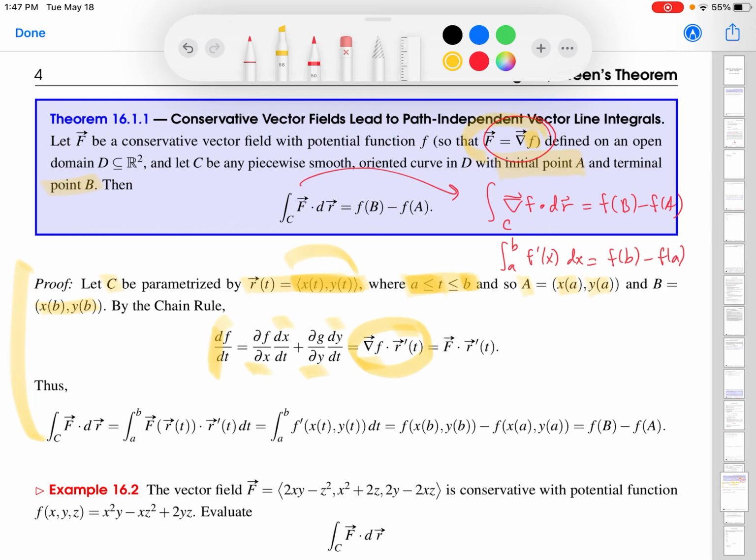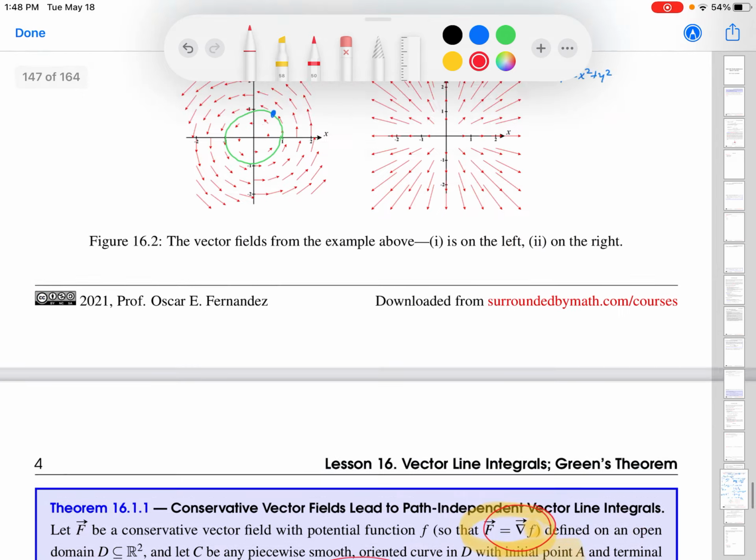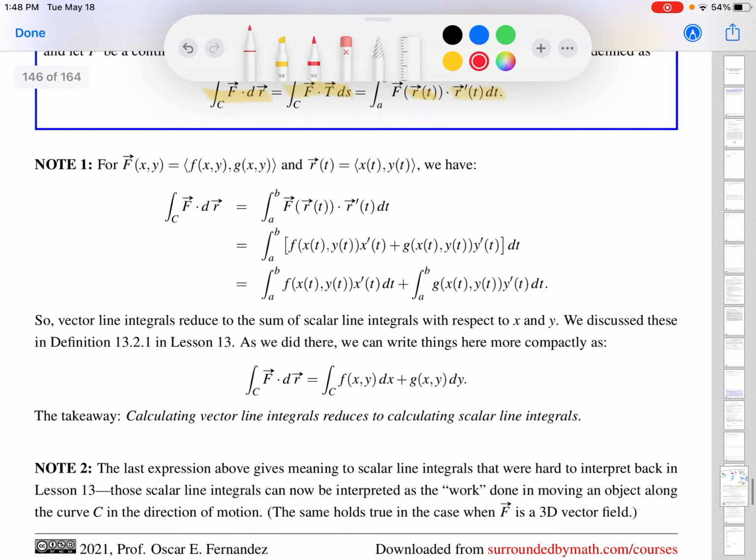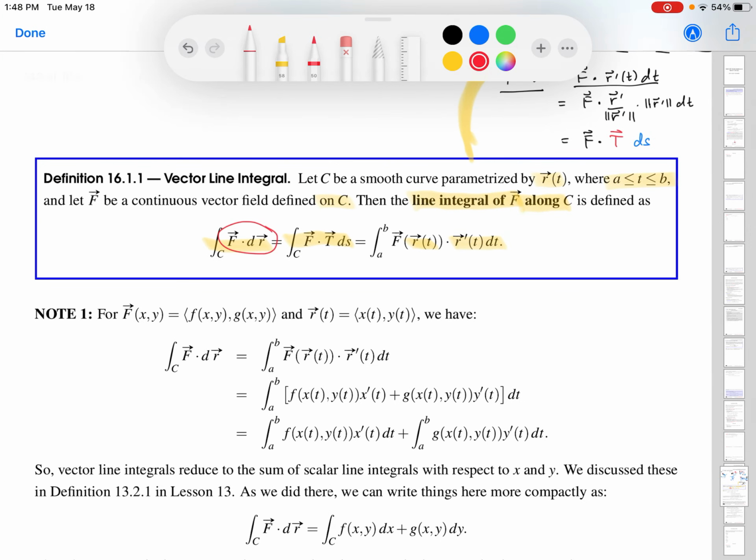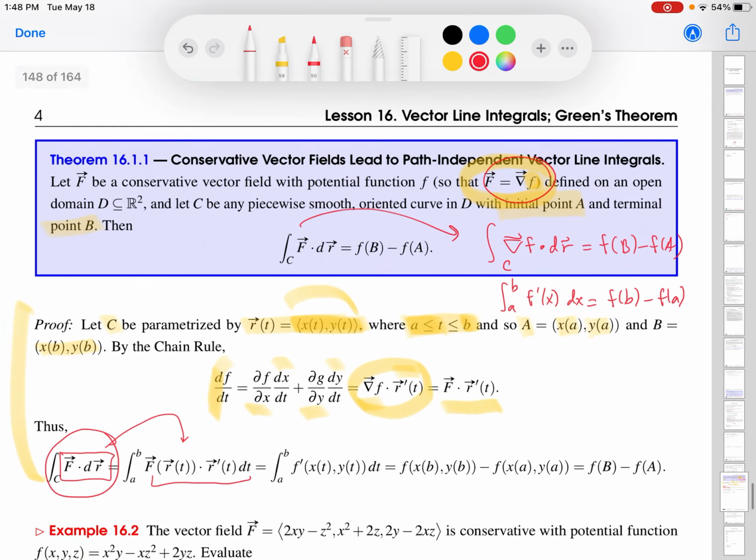And because the vector field is conservative, the gradient equals the vector field. So that gets us here. And now we go back finally to looking at the vector line integral. We then have this F dot dr. Remember that was equal to this expansion of it. So going back to our definition, this comes from what we talked about a few minutes ago. F dot dr turns into that when you have the parameterization.